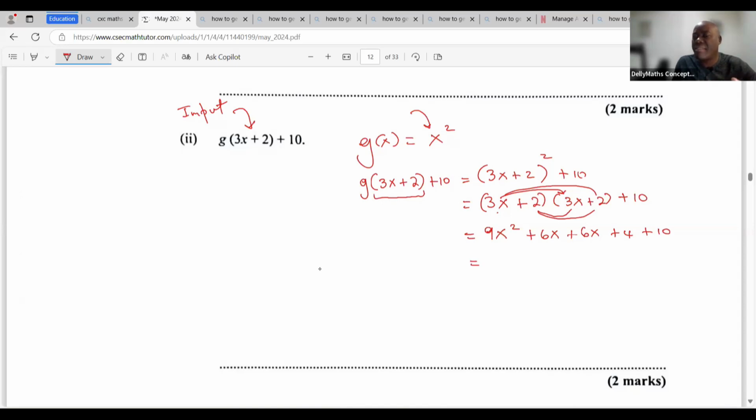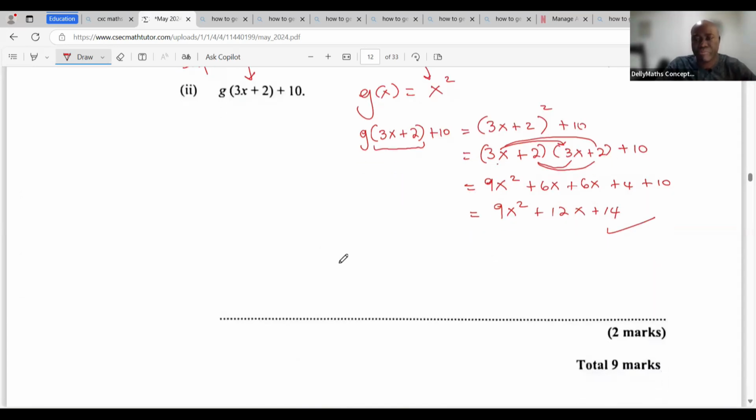Let us simplify this. 9x squared is still 9x squared. There is no other term like it there. And then 6x plus 6x becomes 12x. And 4 plus 10 is actually 14. And this is well simplified, as you could see there.